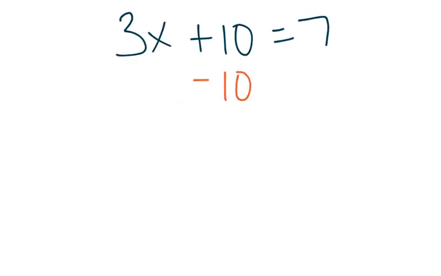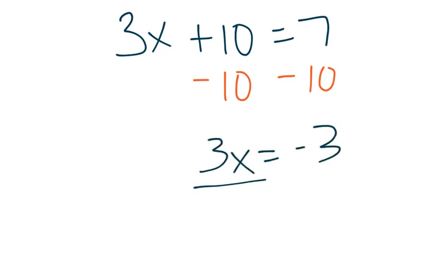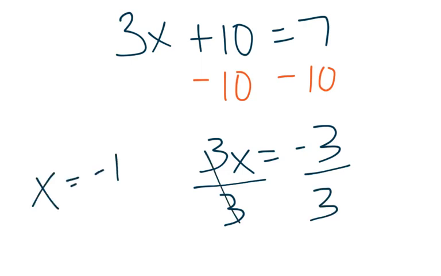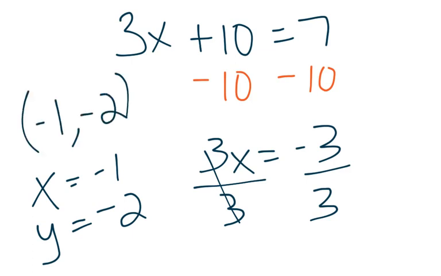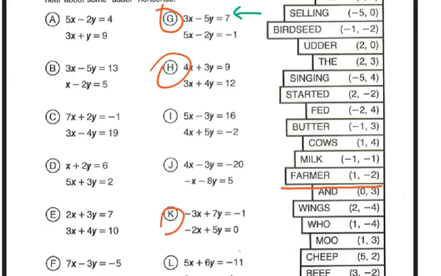And I'm going to subtract 10 from both sides, and I get that 3x equals negative 3. And then I'm going to divide by 3, and I get that x equals negative 1. So our two solutions to our variables were x is negative 1 and y is negative 2. So the coordinate point would be negative 1, comma, negative 2. And that's our answer. So let's see if we can find it. And I see it here and it says farmer. Oops, nope, that's not it. We're looking for a negative 1 and a negative 2. It's bird seed. So make sure that you're being careful and that you're finding the right solution.